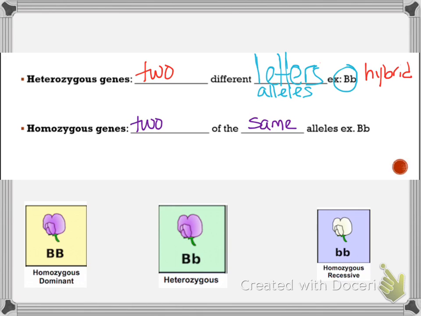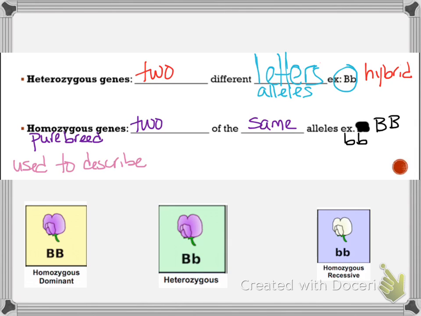Alright, so 2 of the same alleles, and alleles is what I'm talking about, is the letters. So you have capital B, or lowercase b again. And this would be the purebred. So two wizards of a wizarding family, a male and a female that got married, would have purebred children because they're both from the wizarding family. So purebred is homozygous because it's both the same cased letters. You can remember it's used to describe genotypes.